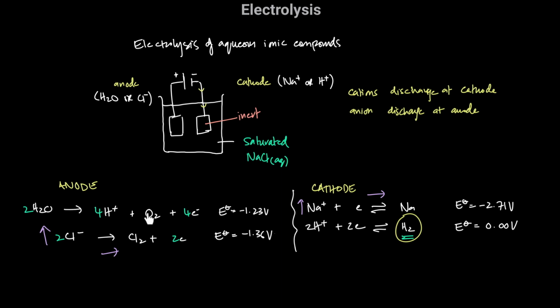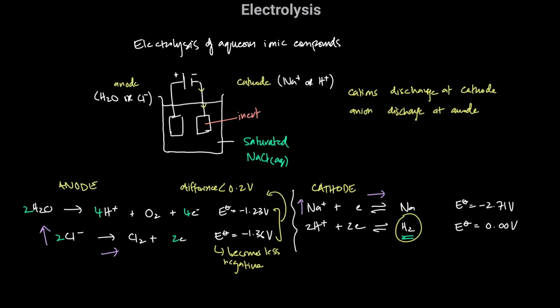Yes, the discharge of oxygen was more favorable in the dilute solution, but in the concentrated solution, you've increased the concentration of chloride ions, favoring the formation of chlorine gas. So this value has become less negative. Now as a rule of thumb, if the difference is less than 0.2 volts, we can say that the difference can be overcome by an increase in concentration.